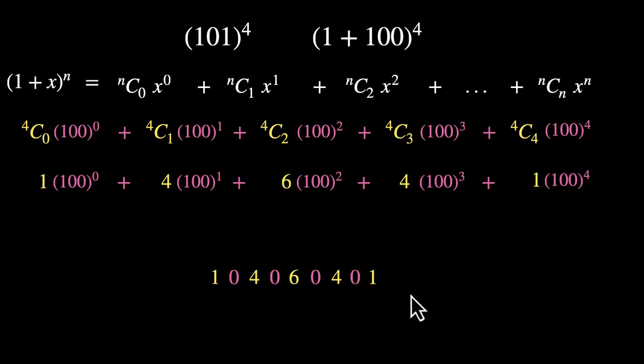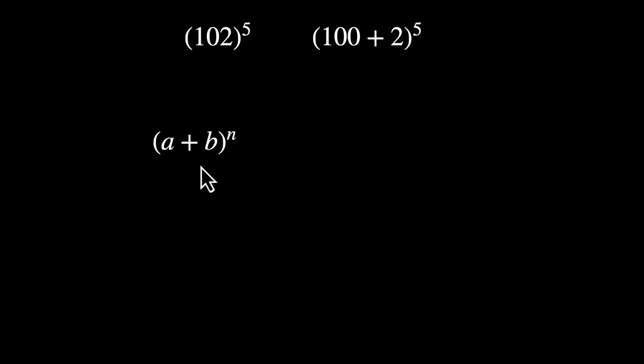Alright. Now to get a hang of it, let's solve one more. We have 102 to the power 5. Pause the video, think about it. Okay, we can break this down as 100 plus 2 to the power 5. That's a plus b to the power n. And here's the formula for a plus b to the power n. This is the expansion: summation k equals 0 to n, nck, a to the power n minus k, b to the power k.